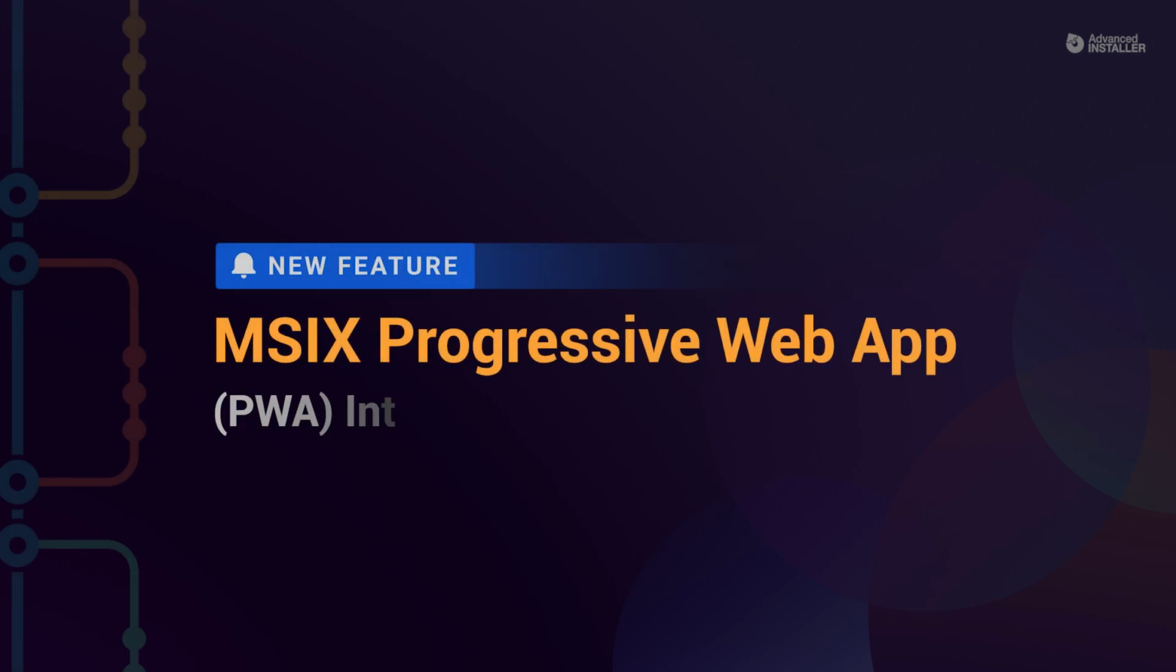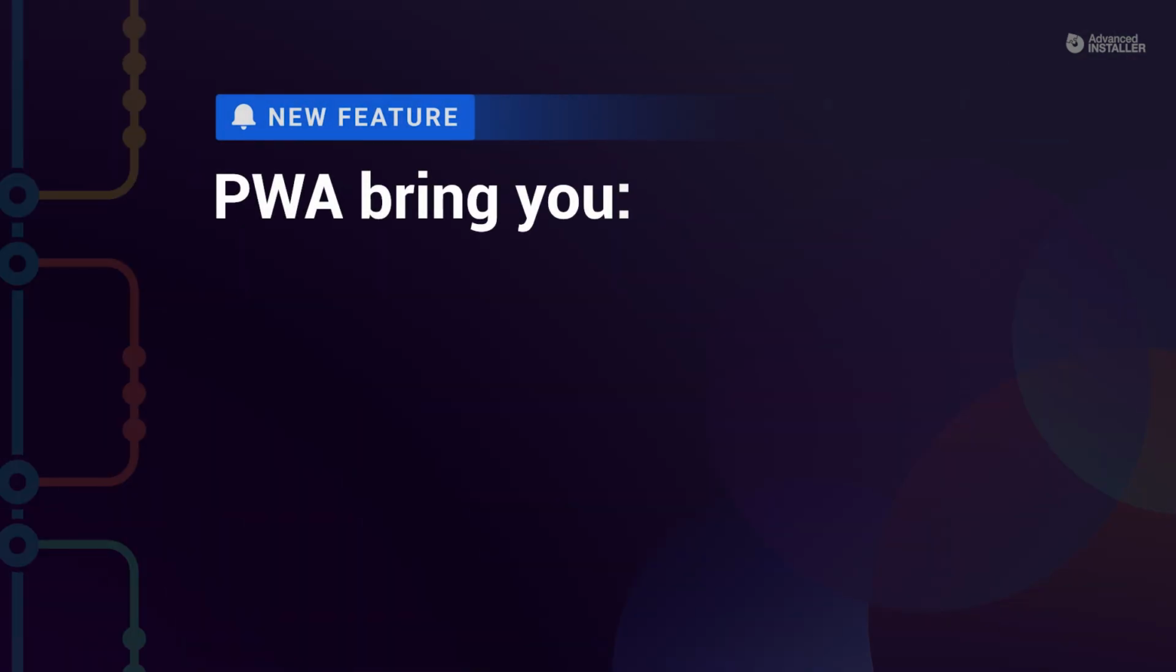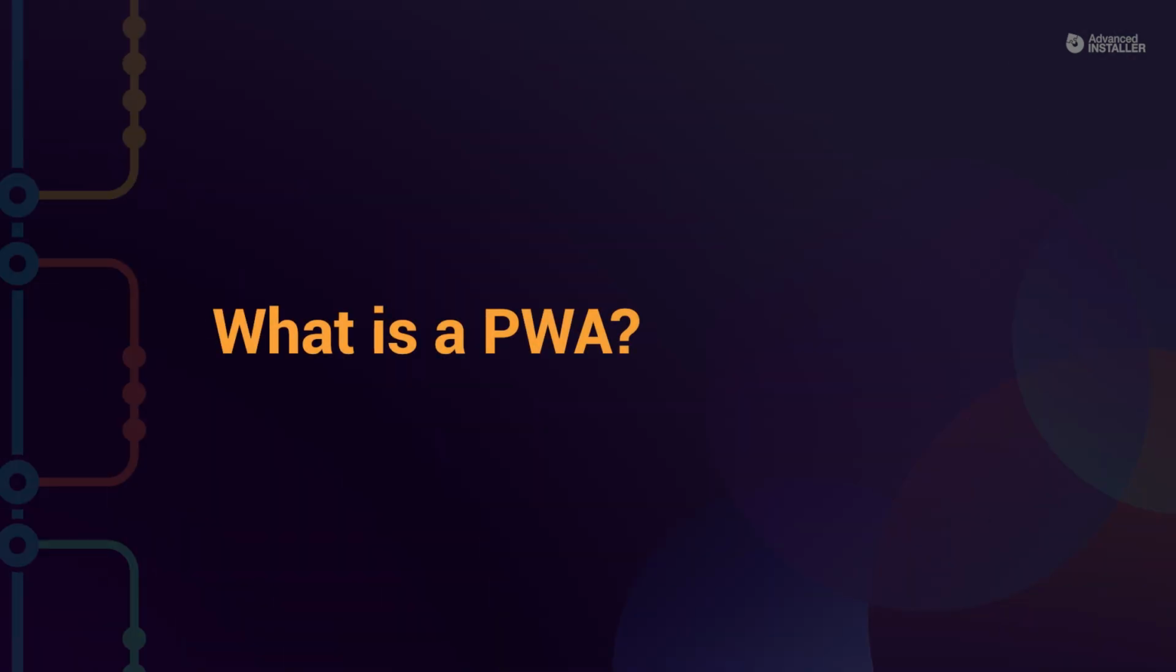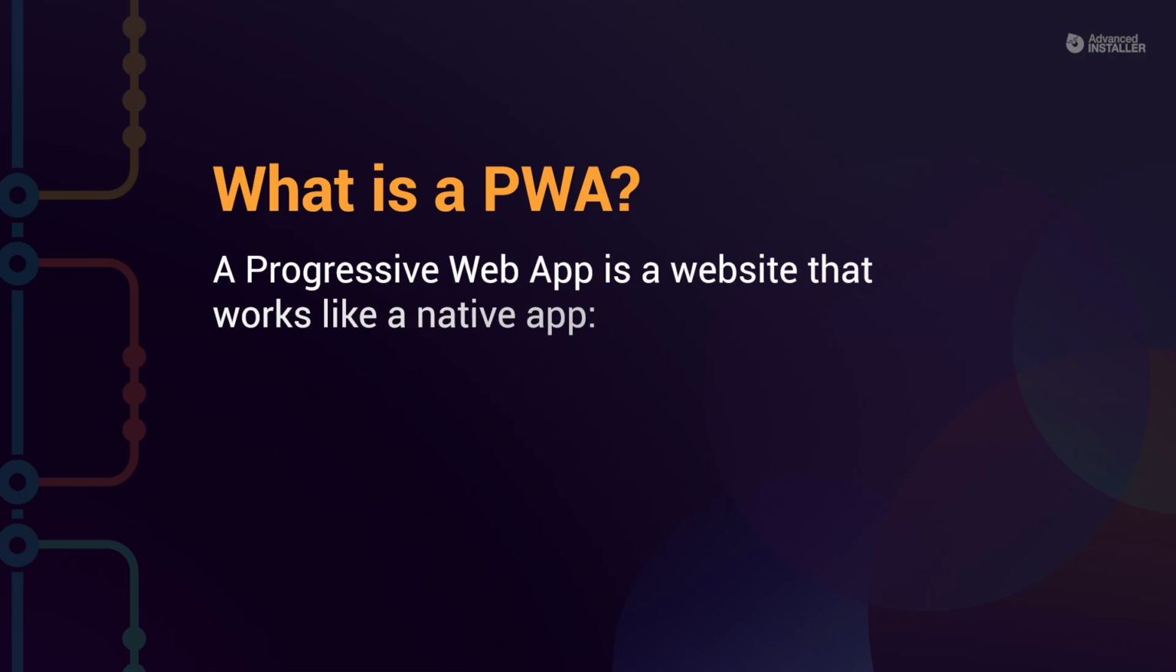Today we are going to talk about progressive web applications, or PWAs in short, and how they work with MSIX packaging. Now, PWAs combine the best of websites and mobile apps, offering a fast, reliable experience without needing an app store. A progressive web app is actually more or less a website that functions like an app. So it runs in a browser, but feels like a native application.